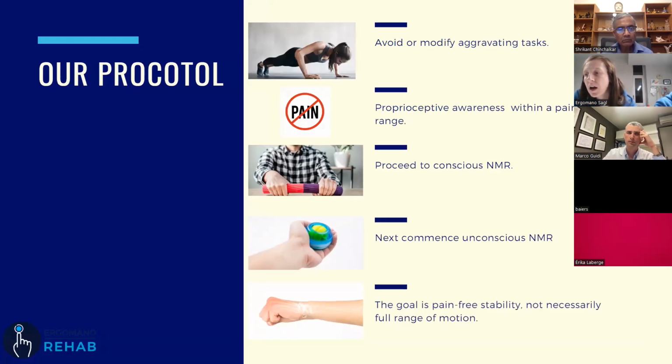Based on the current literature, our protocol included avoiding and modifying aggravating activities by starting with a period of splinting. We begin proprioceptive sensitization early within a pain-free range of motion. Then we proceed to conscious neuromuscular rehabilitation, focusing on quality and control of movement. We begin with small, isolated and isometric movements to teach the patient cognitive control of joint and muscles. Next, we begin unconscious neuromuscular rehabilitation. However, the goal is pain-free stability, not necessarily the full range of motion.